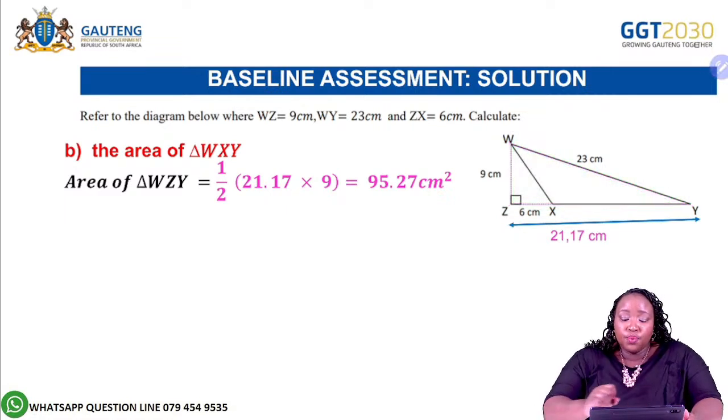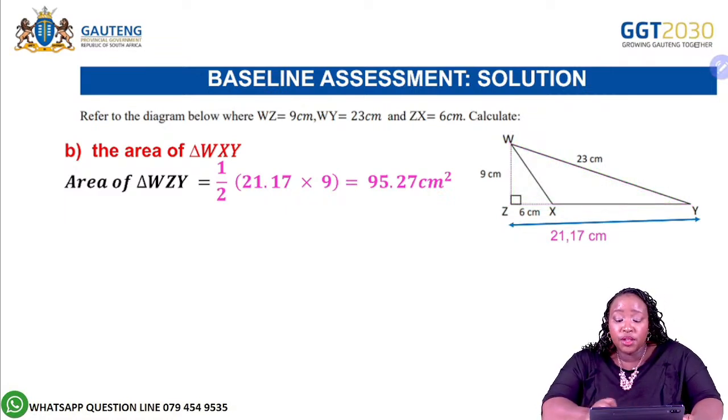All right. So we substitute 21,17 as the base and then multiply by the height, which is WZ at 9 centimeters. That gives us 95,27 centimeters squared once we have substituted it into the half base times height formula.